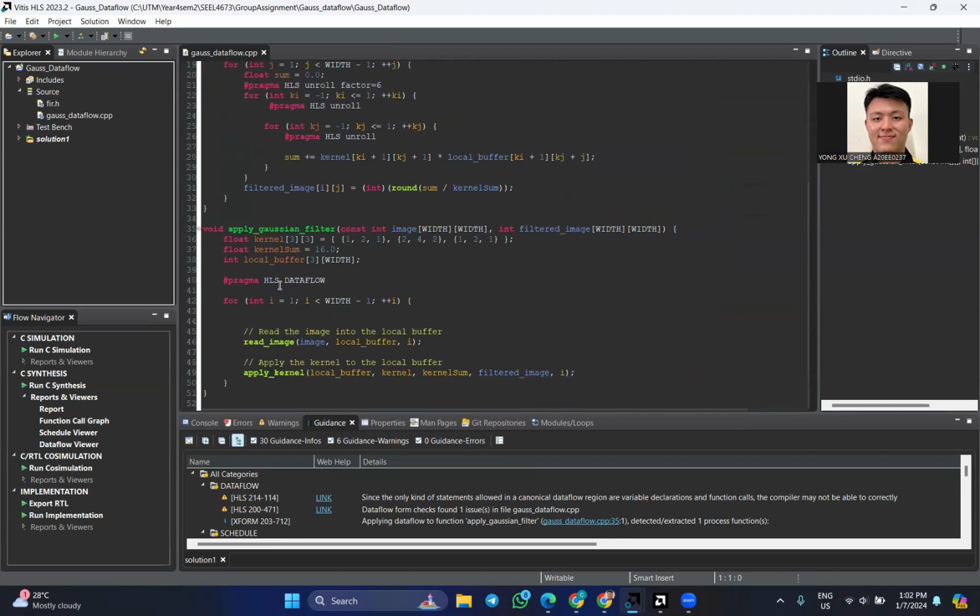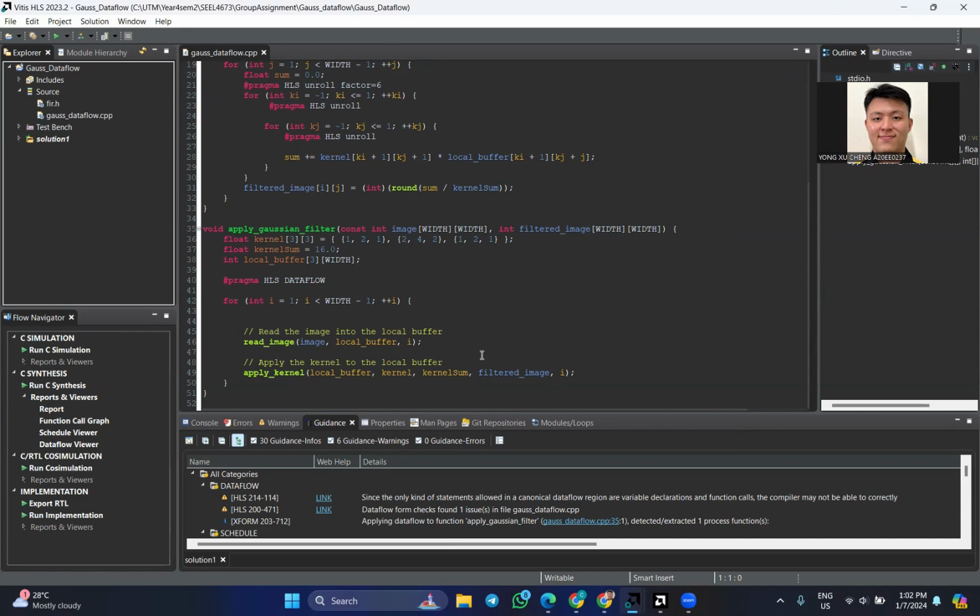The next one is data flow. For the data flow, it allows the read image and apply kernel to run concurrently, which means that you can see there's a local buffer here. We perform the read image process, loading the image into the local buffer, and the apply kernel will immediately process the local buffer, the image, and then get the filtered image, without waiting for the read image to finish execution. So this is a very important process.